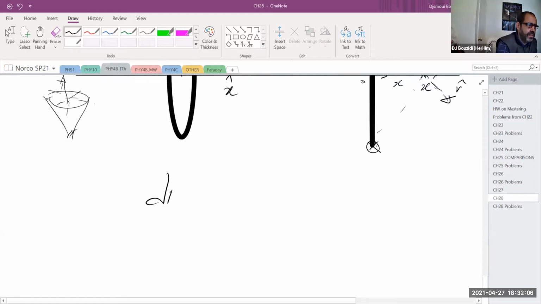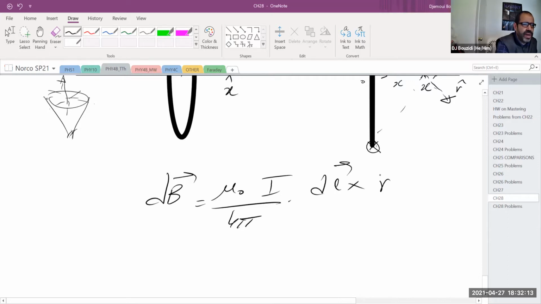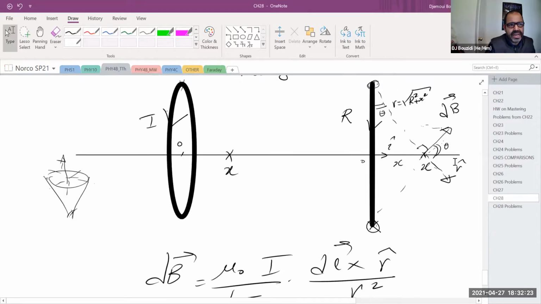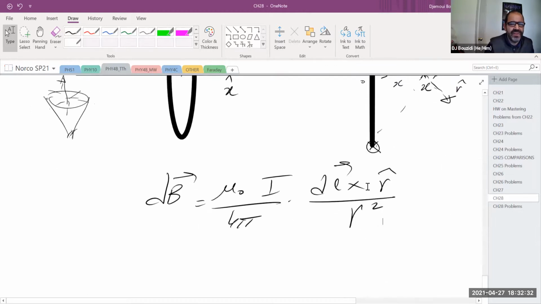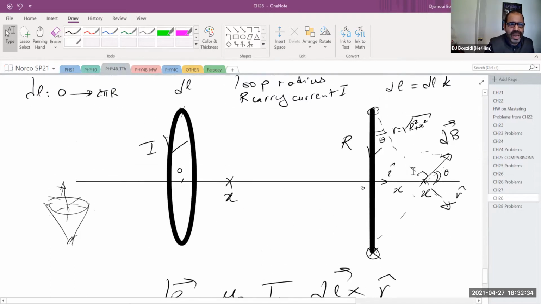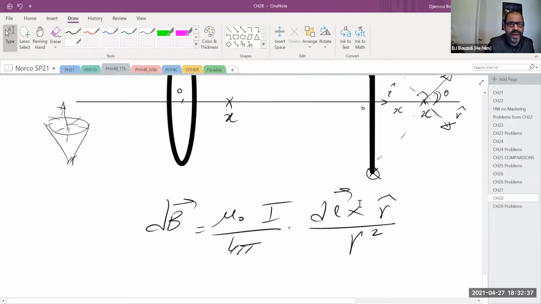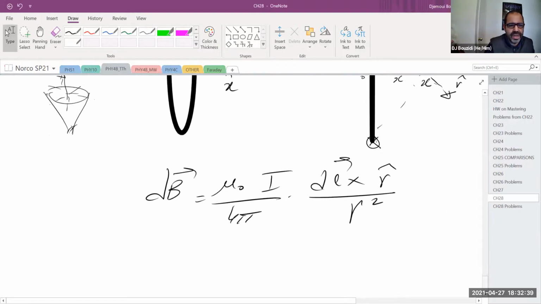First of all, dB as a vector is equal to mu naught I divided by 4 pi times dl crossed with r hat. I could have operated similar to the previous session, but I'm just going to give you a different way of doing this in here, okay? dl and r hat are perpendicular. dl is coming out of the screen, and r hat is on the screen. So this product in here will involve sine of 90 degrees. That's why I'm not too worried about this thing in here. That's why I'm doing it this way, to make things easy.